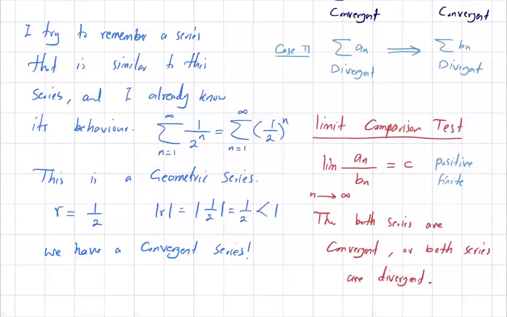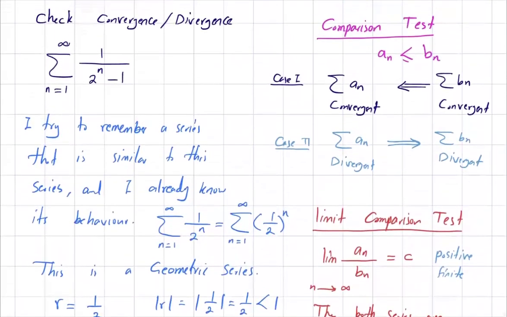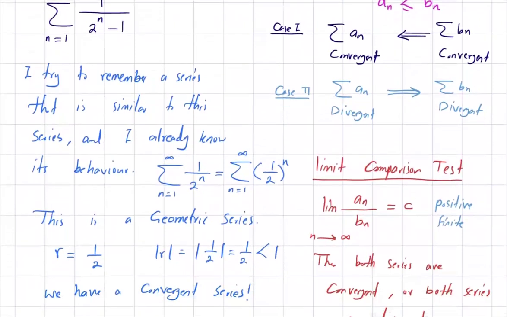So I found a series that is similar to this series. I either use the comparison test or I use the limit comparison test. Either is fine. Your very first step is to remember a series that is similar to this one and whose behavior you already know. This is a geometric series. I'm sure about its behavior. The ratio r is equal to a half, the absolute value of the ratio is less than 1, and indeed it's a convergent series.